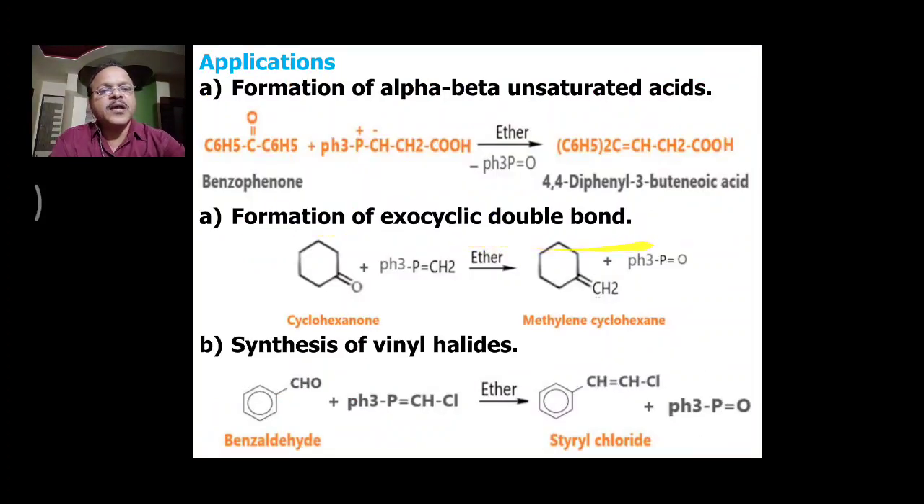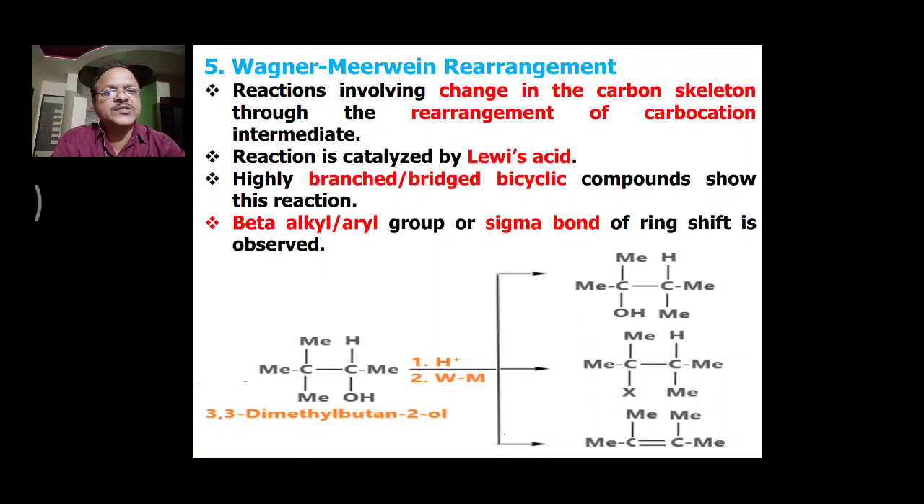The second application is the formation of a compound containing an exocyclic double bond. This is cyclohexanone. On reaction with Wittig's reagent, it forms methylene cyclohexane with triphenylphosphine. The third application is synthesis of vinyl halides. Benzaldehyde on reaction with another Wittig's reagent in presence of ether gives this styryl chloride with triphenylphosphine. So these are the applications of Wittig's reaction.